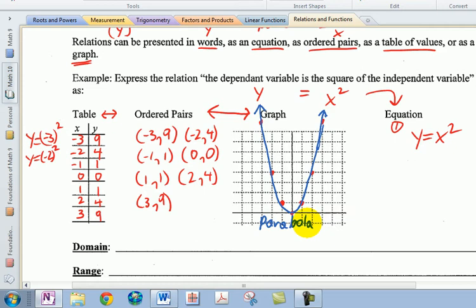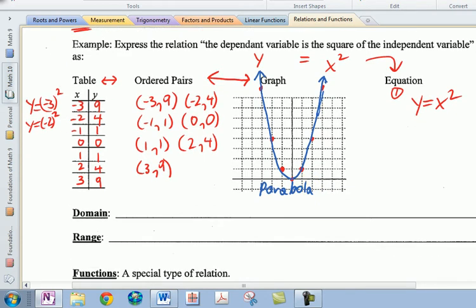So here, this relation has 1, 2, 3, 4 ways of writing it. You can see it as an equation, as a graph, in ordered pairs, or as a table. You should be able to go back and forth. At this stage in the game, you will not be able to come up with a parabola equation, but you'll be able to see a linear equation later on. This is not a linear equation. It is a parabola. Okay.